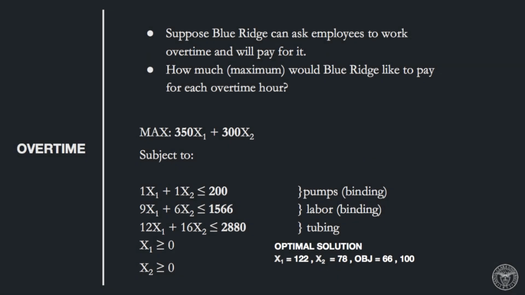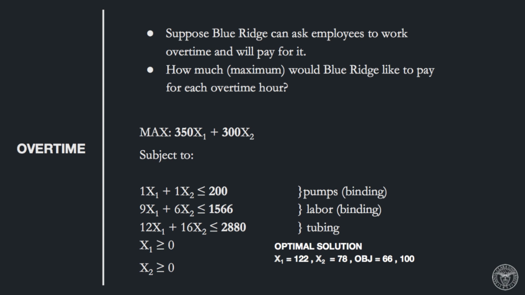We now discuss the sensitivity analysis of the right-hand side values. In the example of Blue Ridge, we have the right-hand side values of 200 for the pumps constraint, 1,566 for the labor constraint, and 2,880 for the tubing constraint. Suppose we focus on the labor constraint of 1,566.